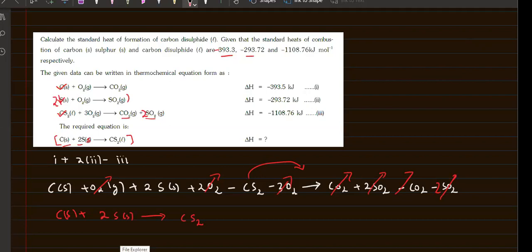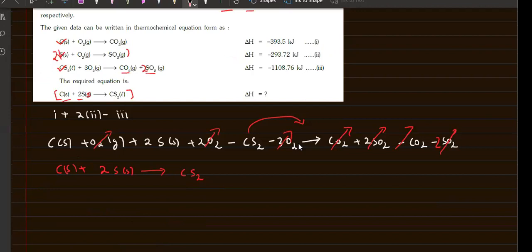So according to Hess law, what is the delta H of reaction? So I can say that delta H of reaction is equal to delta H1, this is delta H1, plus 2 delta H2, 2 delta H2 minus delta H3. Yes or no? Tell me. Everyone got this? Okay? Just check your answers.